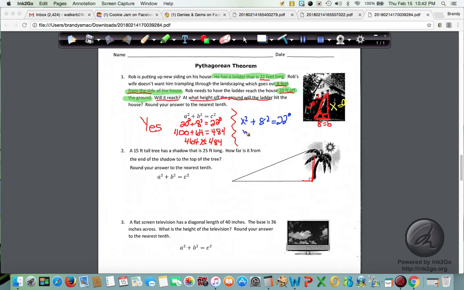All right, so my X squared stays. My 8 squared becomes 64. And I already did 22 squared over here, so I know that's 484. We want to get X squared by itself. So to get rid of a plus 64, I'm going to subtract. And if I subtract it over here to get X squared by itself, I need to subtract 64.